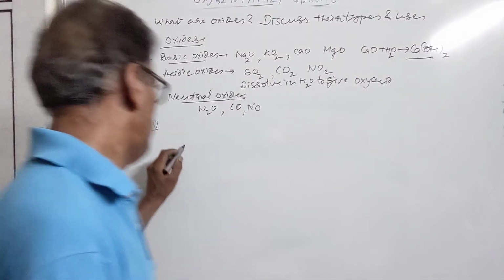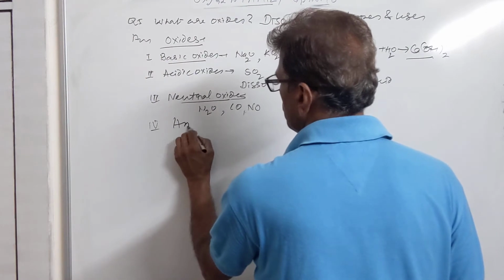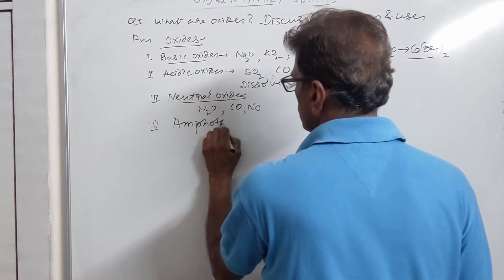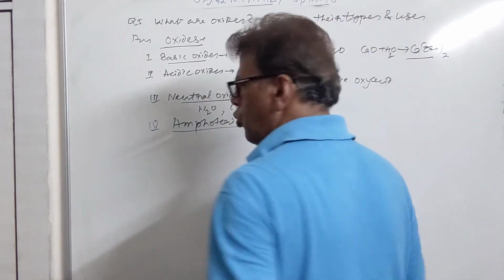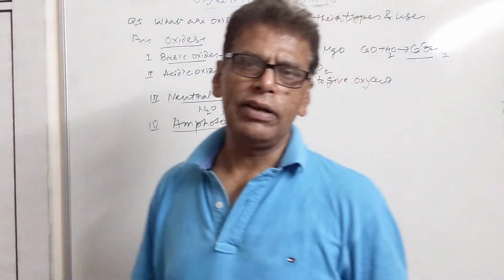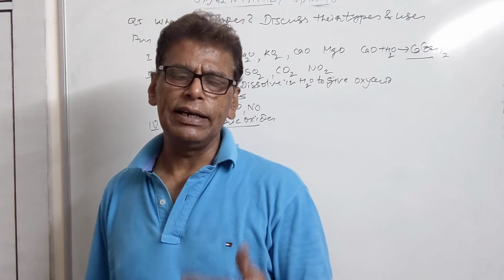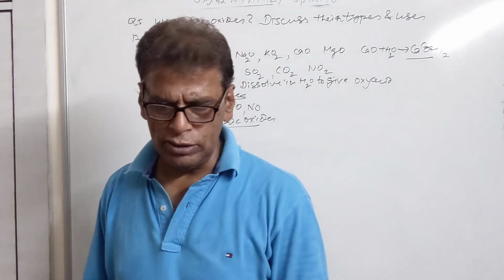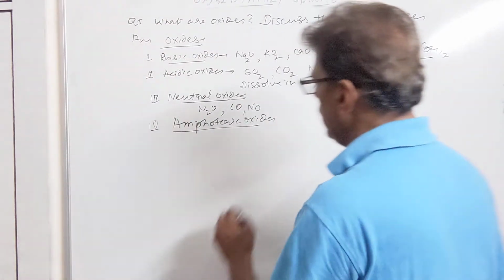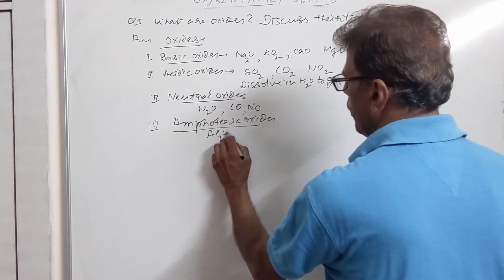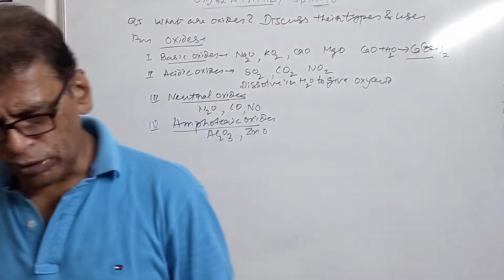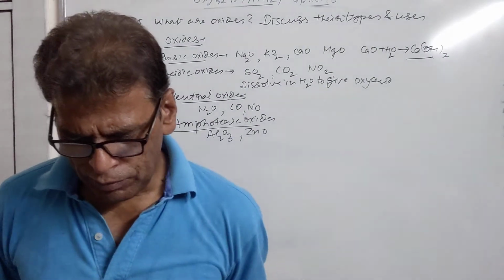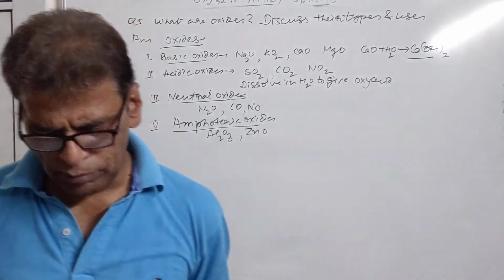Then we have amphoteric oxides. These are the oxides of those metals which have metalloid type of character. These oxides can combine with acids as well as bases. For example, we have Al2O3, we have ZnO. They behave as amphoteric oxides. They can combine with acids as well as bases.